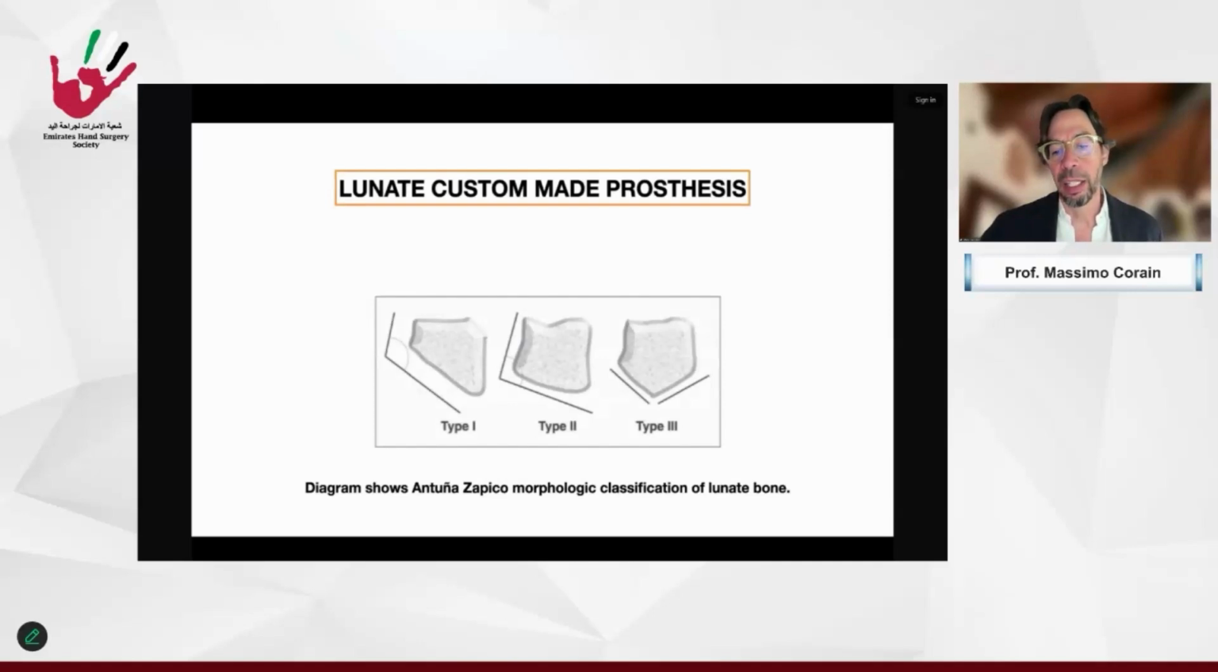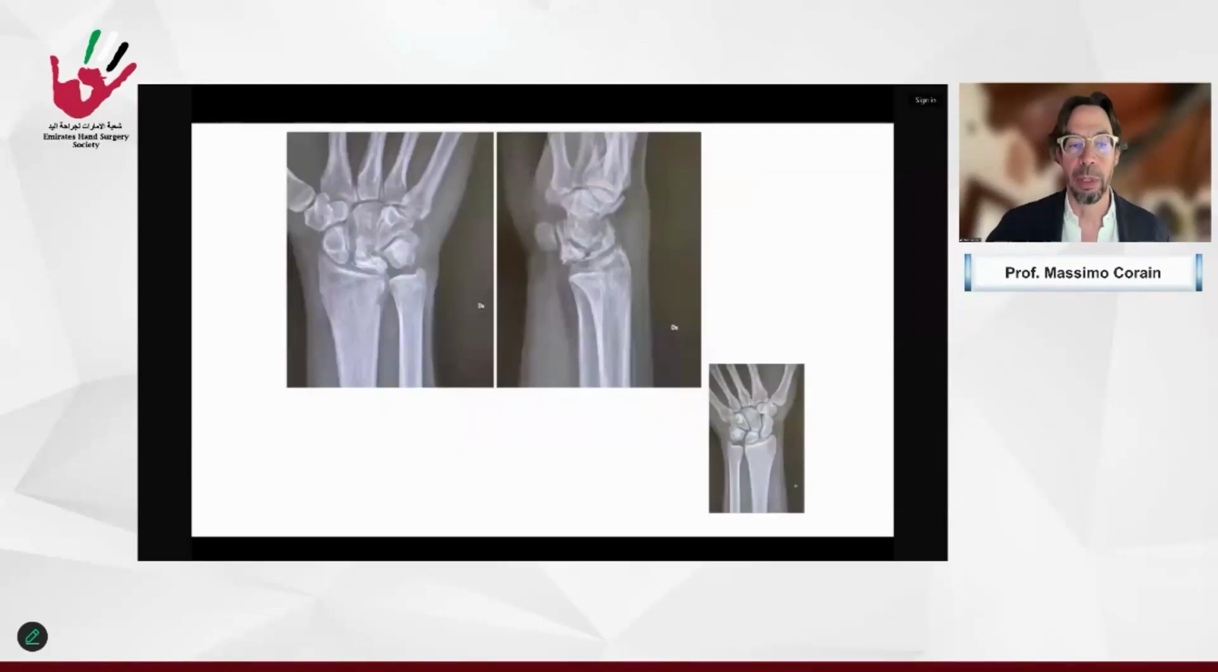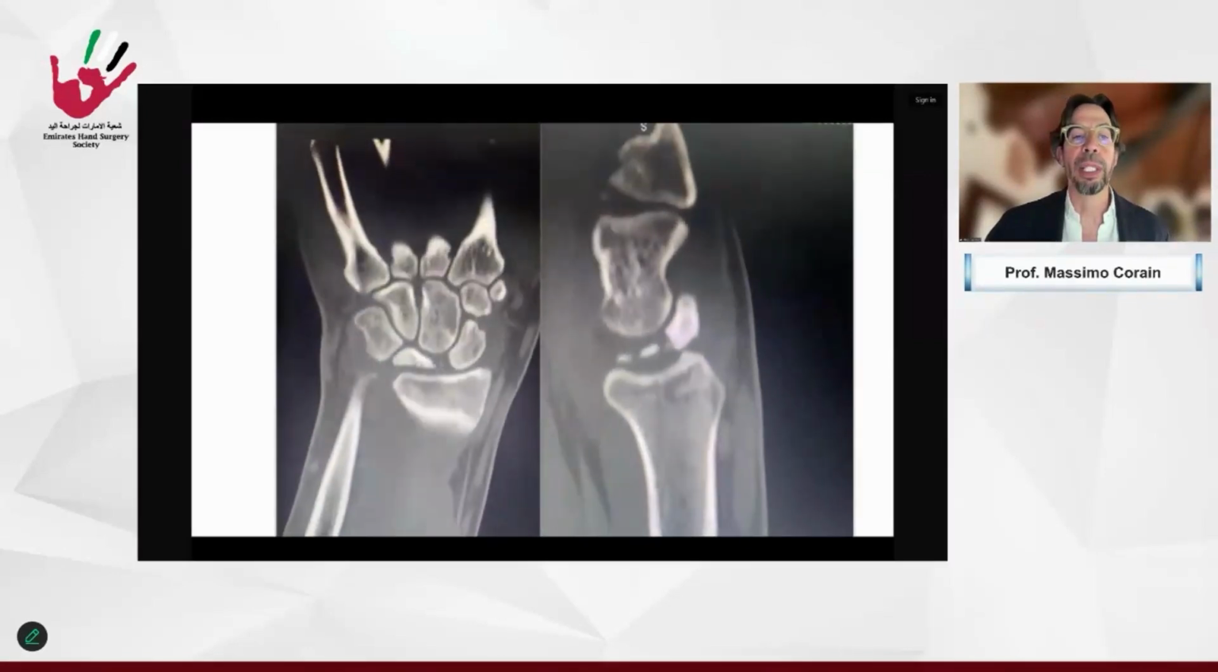He did the classification of the shape of the lunate, and this is only to say that the lunate has a different shape from one person to another, and the possibility to have a custom-made prosthesis of the lunate created on the specular contralateral 3D digital planning could be useful in this case, above all in young people with a Kienbock. This is the X-ray of a 3C Kienbock. You see the fracture, the deformity of the lunate. This is the CT.